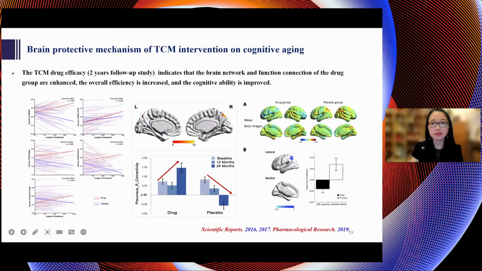And the last study I'd like to introduce is on traditional Chinese medicine. This is a 2-year follow-up intervention. And we found the TCM drug efficacy: it changed the whole brain networks and enhanced the precuneus connectivity. You can see this is the 12 months data, and this is the 2 years, 24 months data. They increased the connectivity significantly. And for the other parts, they also show this kind of change in the connectivity analysis.